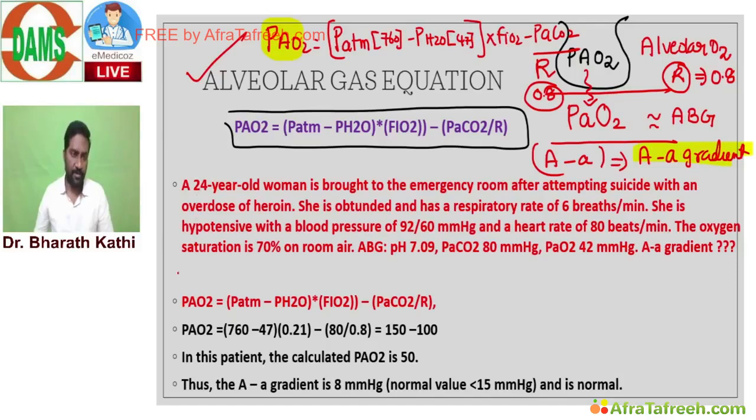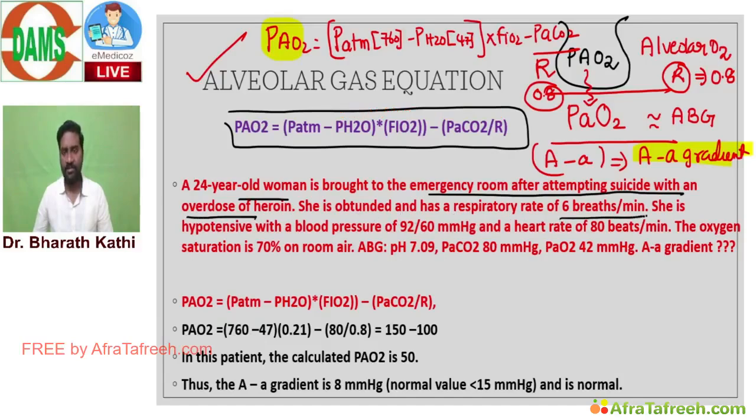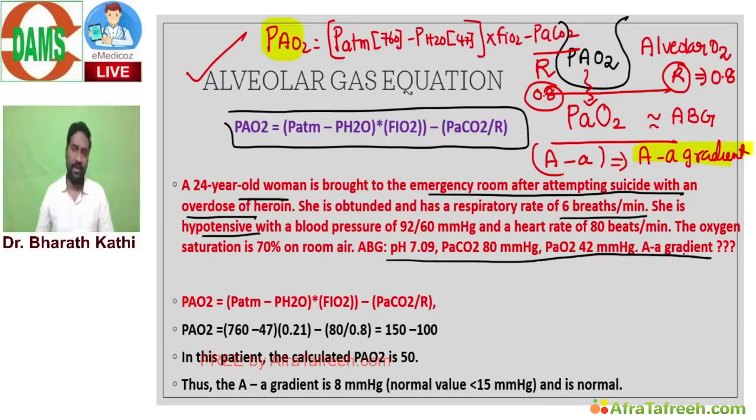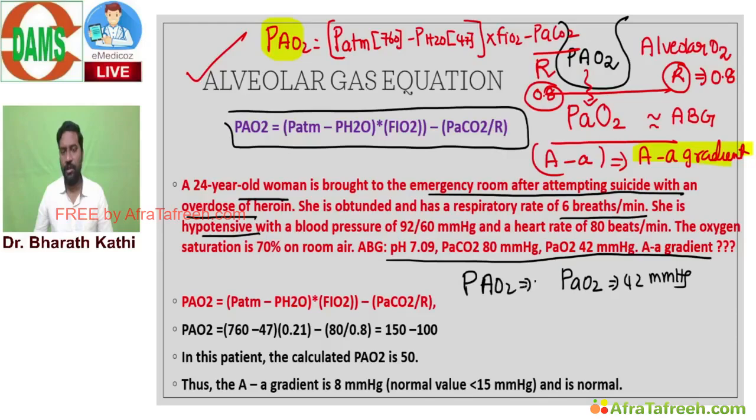Very simple. A question: a 24-year-old woman was brought to the emergency room after attempting suicide with an overdose of heroin. She is obtunded and has a respiratory rate of 6 breaths per minute. She is hypotensive. Her ABG is given. What is the AA gradient? If you want to know the AA gradient, we need two values. One is PaO2, which is 42 mmHg. And for knowing the AA gradient, you should also know PAO2. How is PAO2 calculated? With this formula.